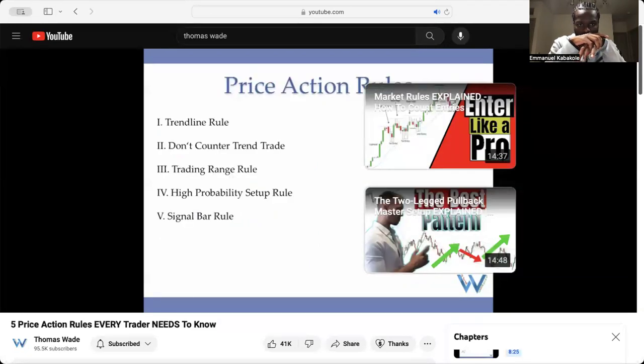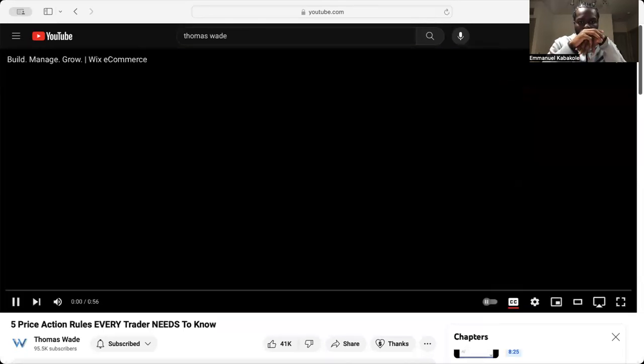These are the price action rules that you need to know, and these rules will keep you on the right side of the market. Good luck.